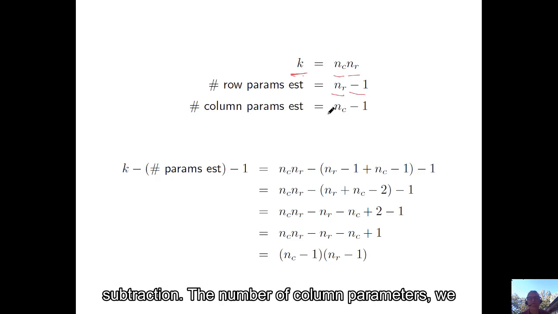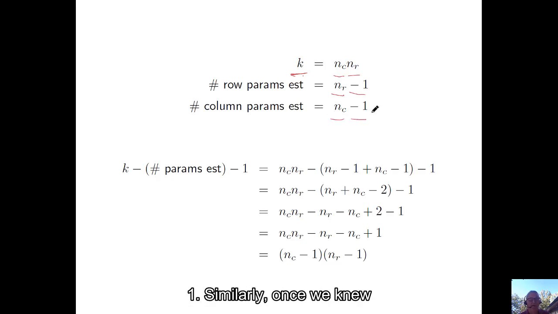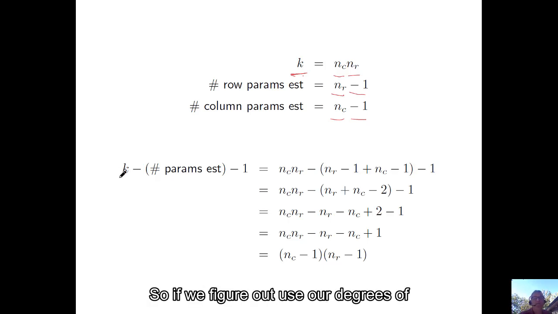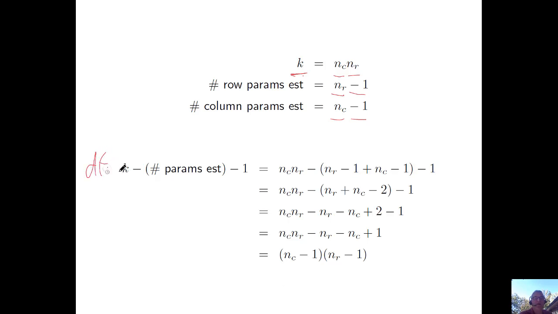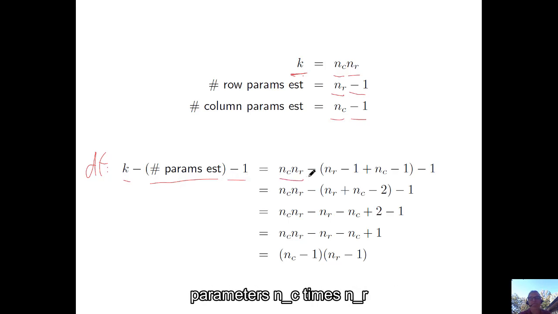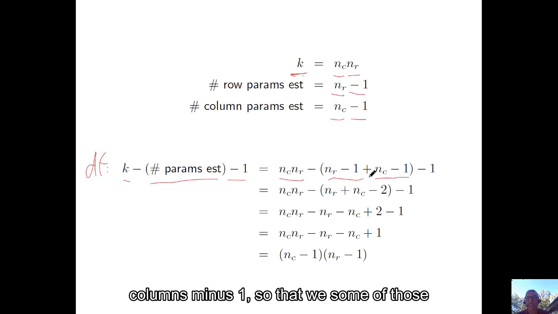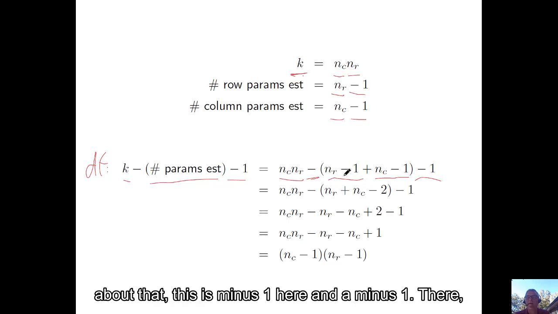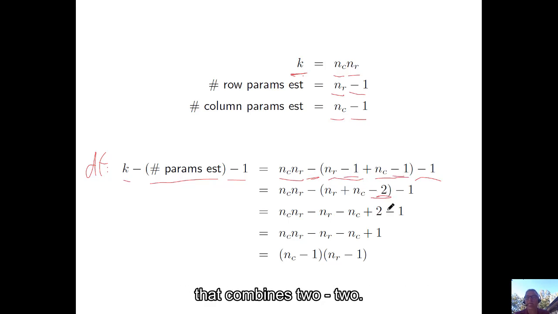The number of column parameters we estimated was the number of columns minus 1. Similarly, once we knew the proportion of unwatered, we could get the proportion of watered by subtraction. So we use our degrees of freedom equals k minus the number of parameters estimated in order to get expectations, minus 1. So there's the number of categories, nc times nr, minus the number of rows minus 1, and the number of columns minus 1. So that we sum those and subtract it, and then we subtract another one, right? So if we think about that, there's a minus 1 here and a minus 1 there. That combines to minus 2.